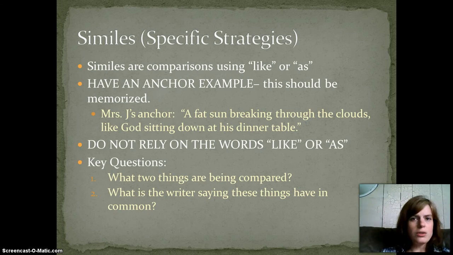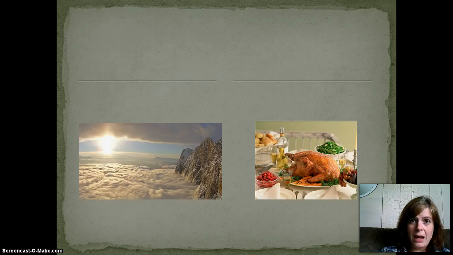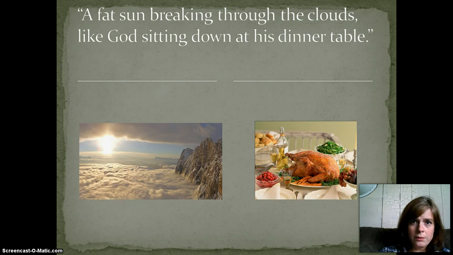Then after you're sure that you have a simile, there are two key questions you need to ask yourself. What two things are being compared? What is the writer saying these two things have in common? We're going to go through this process specifically with my example. And here it is. "A fat sun breaking through the clouds like God sitting down at his dinner table."